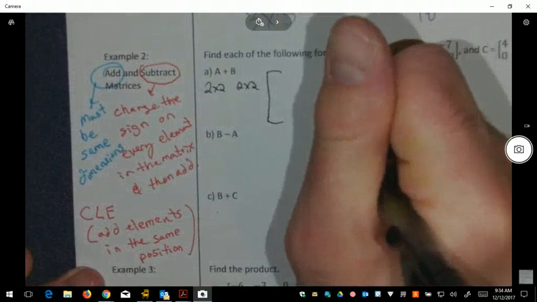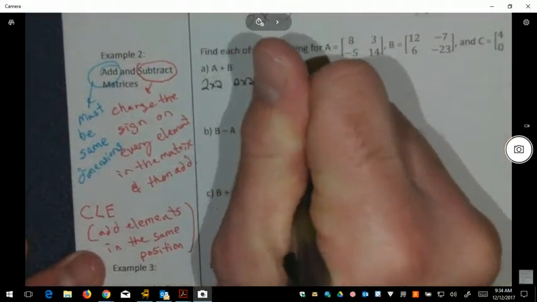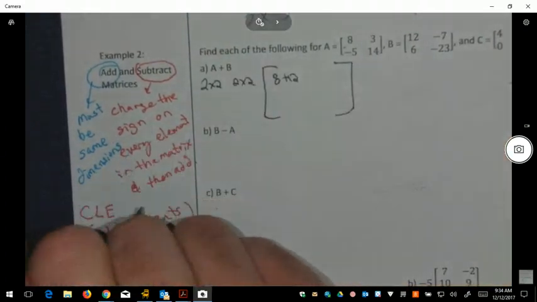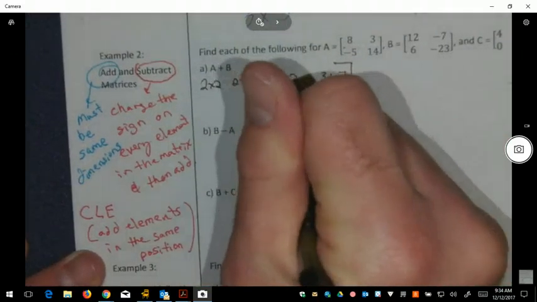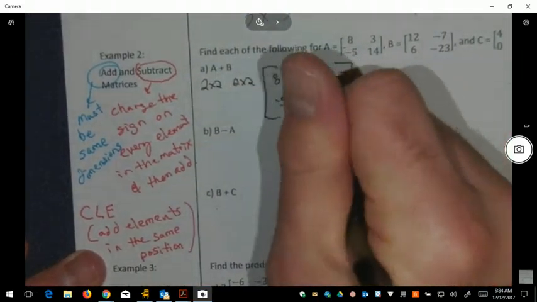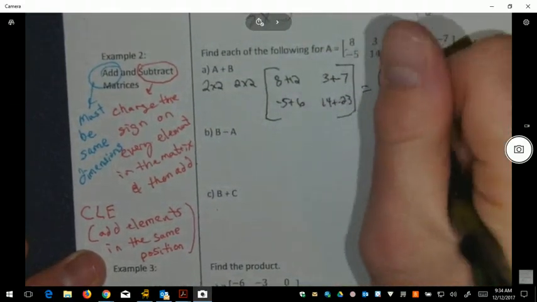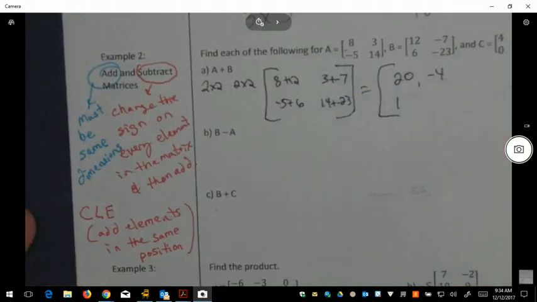Yeah. So to do this, I'm going to write it out just this once, maybe for all of them. I'm going to do 8 plus 12 because I'm just combining the ones in the first position, and then in the second position, 3 and -7 are added. -5 and 6 are added. 14 and -23 are added. So that gives me a resultant matrix of 20, -4, 1, -9.